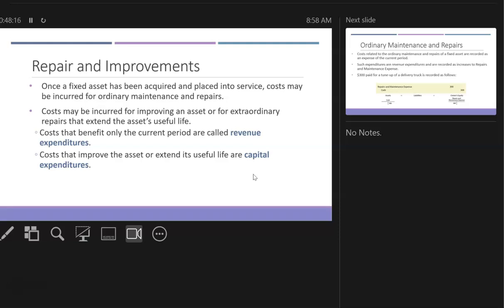Costs that could improve or extend the useful life we call capital expenditures, or basically we add that to the asset. Think of this. Cars aren't my best, but I do know that oil changes are needed every 3,000 to 5,000 miles, depending on what kind of oil my husband puts in the car. So I know oil changes are repairs. It's needed to keep a car just running. Got it?